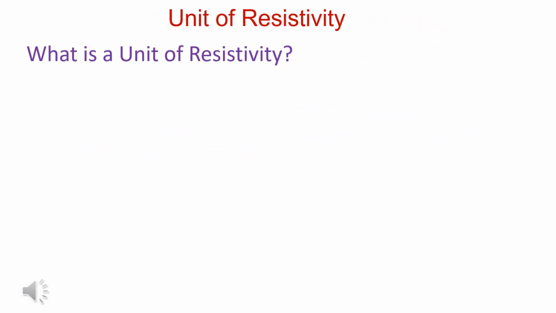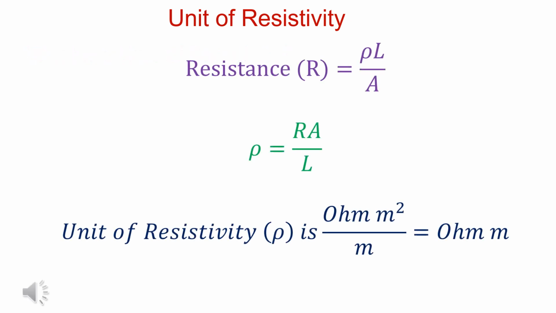What is the unit of resistivity? Resistance R is equal to rho L by A. Rho is equal to RA by L. Thus, the unit of resistivity rho is ohm meter square by meter, which is equal to ohm meter.